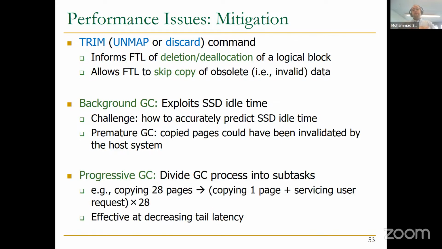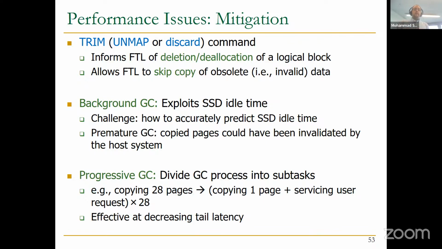And another important technique is progressive garbage collection, which can divide the GC process into subtasks. So the FTL does not do garbage collection in an atomic manner. So when we need to copy, like, 28 pages, we, for example, copy one page, and then we service a user request, and then we keep going like that. So that can heavily reduce the tail latency of ongoing requests to your SSD.